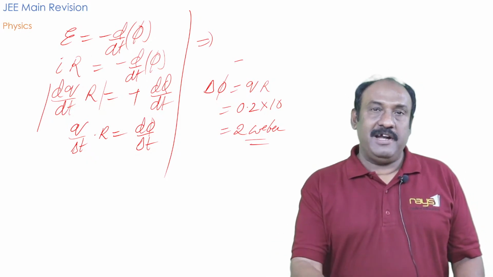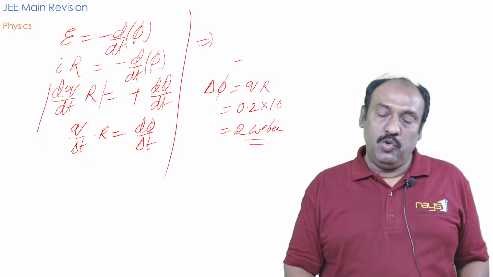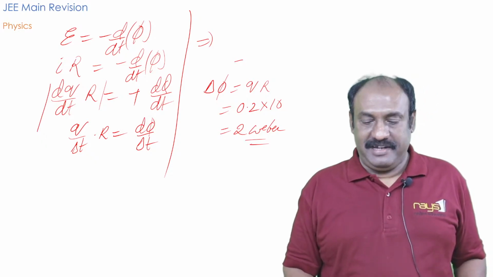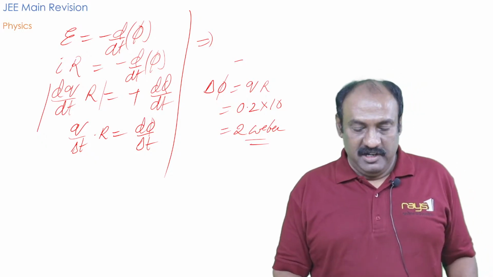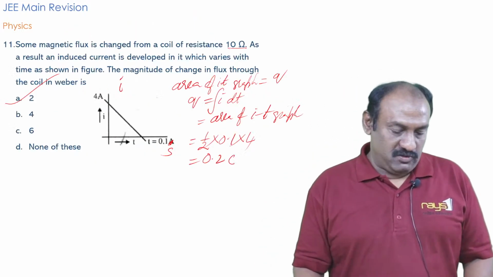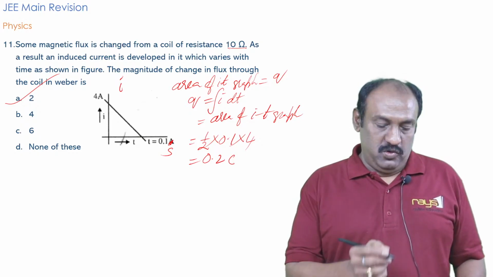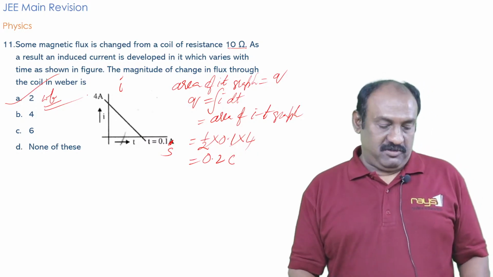So I calculated the charge flowing through the coil from the given graph as 0.2 coulomb, multiplied by the resistance of the coil, which is given as 10. Then we get the change of flux through the coil as 2 Weber, which is the answer for this question. So for question number 11, the answer is A, 2 Weber. Next question.